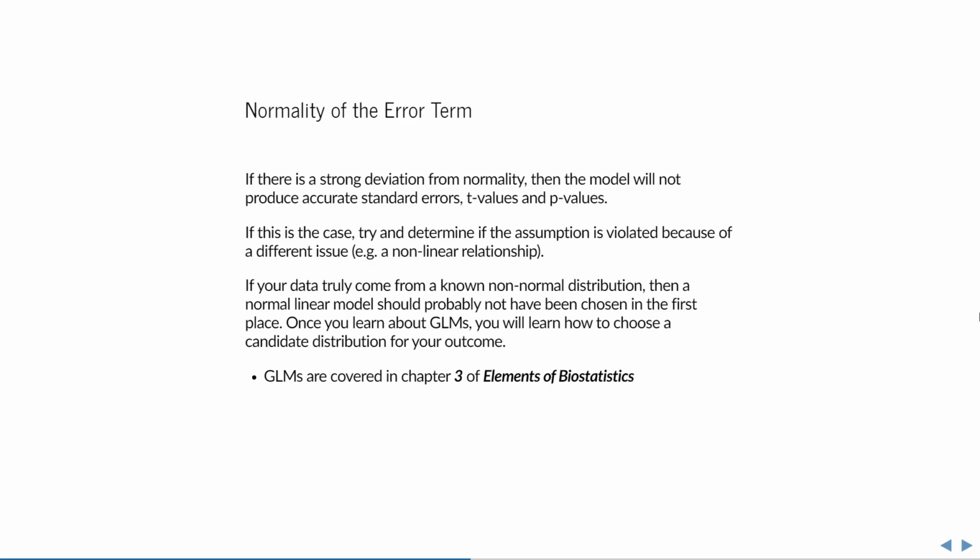And that is what you will learn when you learn about GLMs in Chapter 3 of Elements of Biostatistics, where you start by choosing a candidate distribution. So you would choose normal for when there is a large independent sum of effects, and you would use Poisson for counts, and you would use binomial for ratios, etc.